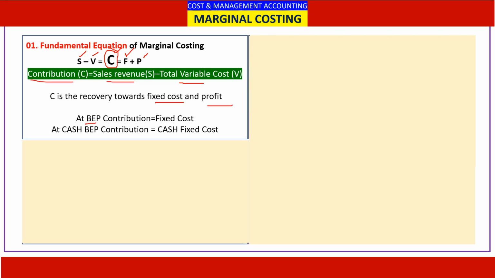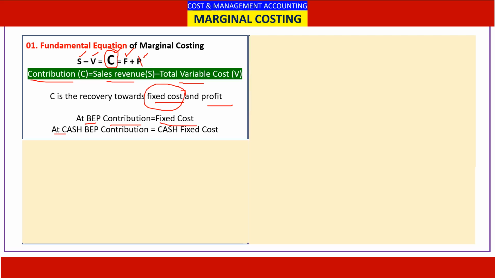What happens at the break-even point? At the break-even point, there is no profit. We are only recovering the fixed cost. Therefore, at break-even point, contribution covers fixed cost, therefore is equal to fixed cost.